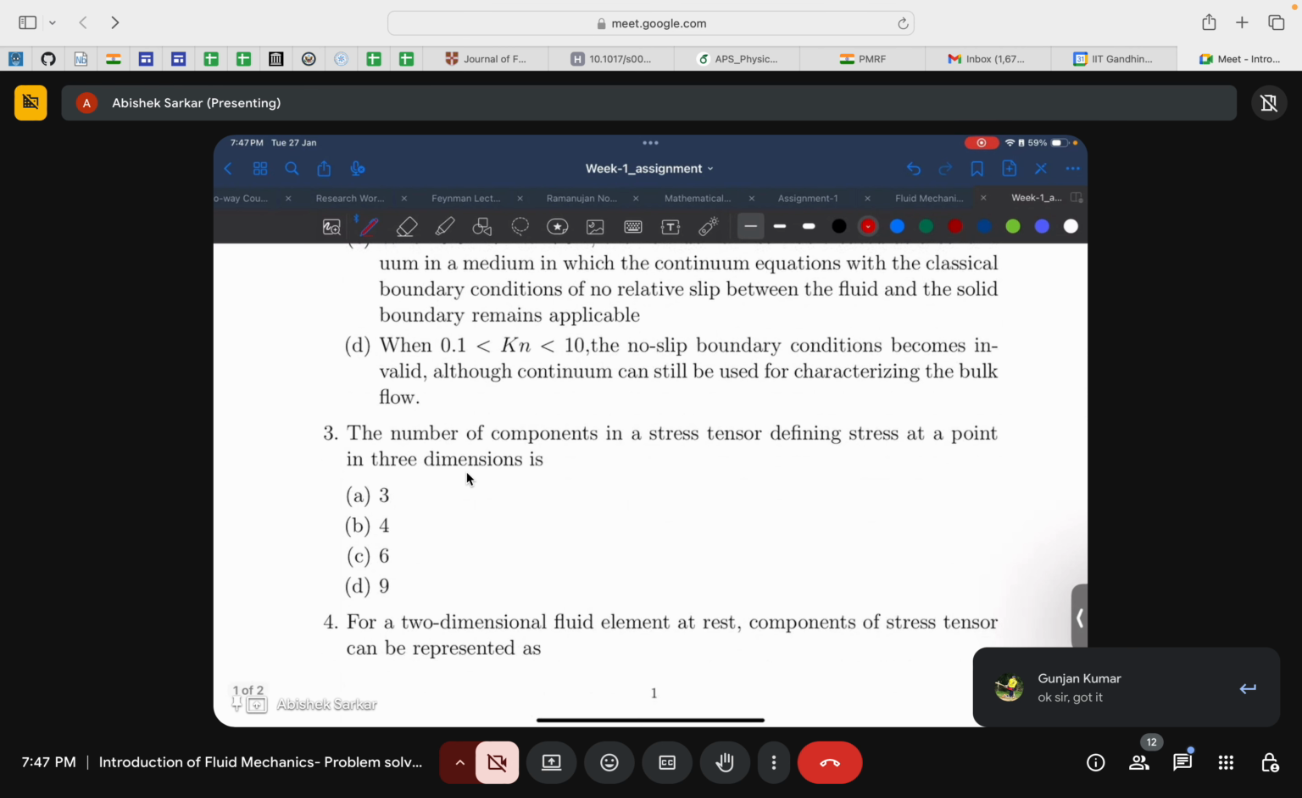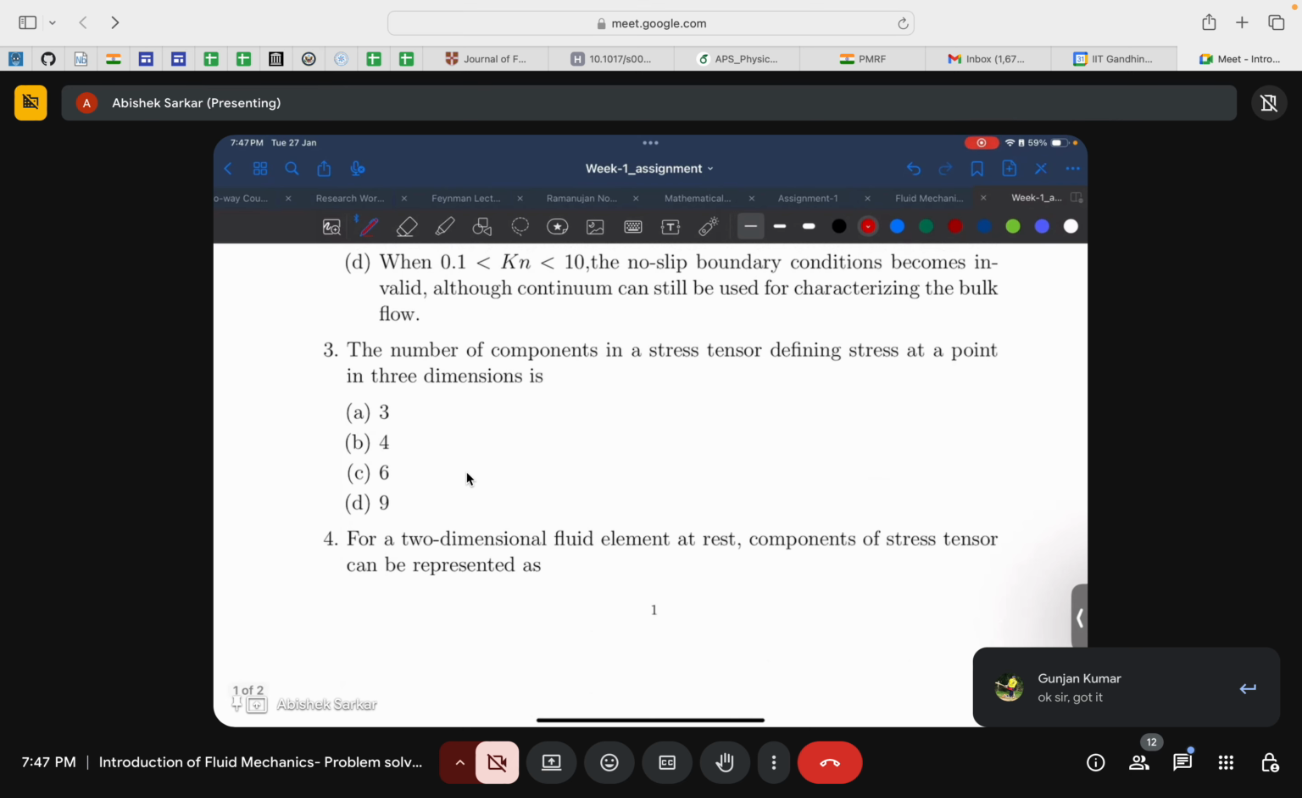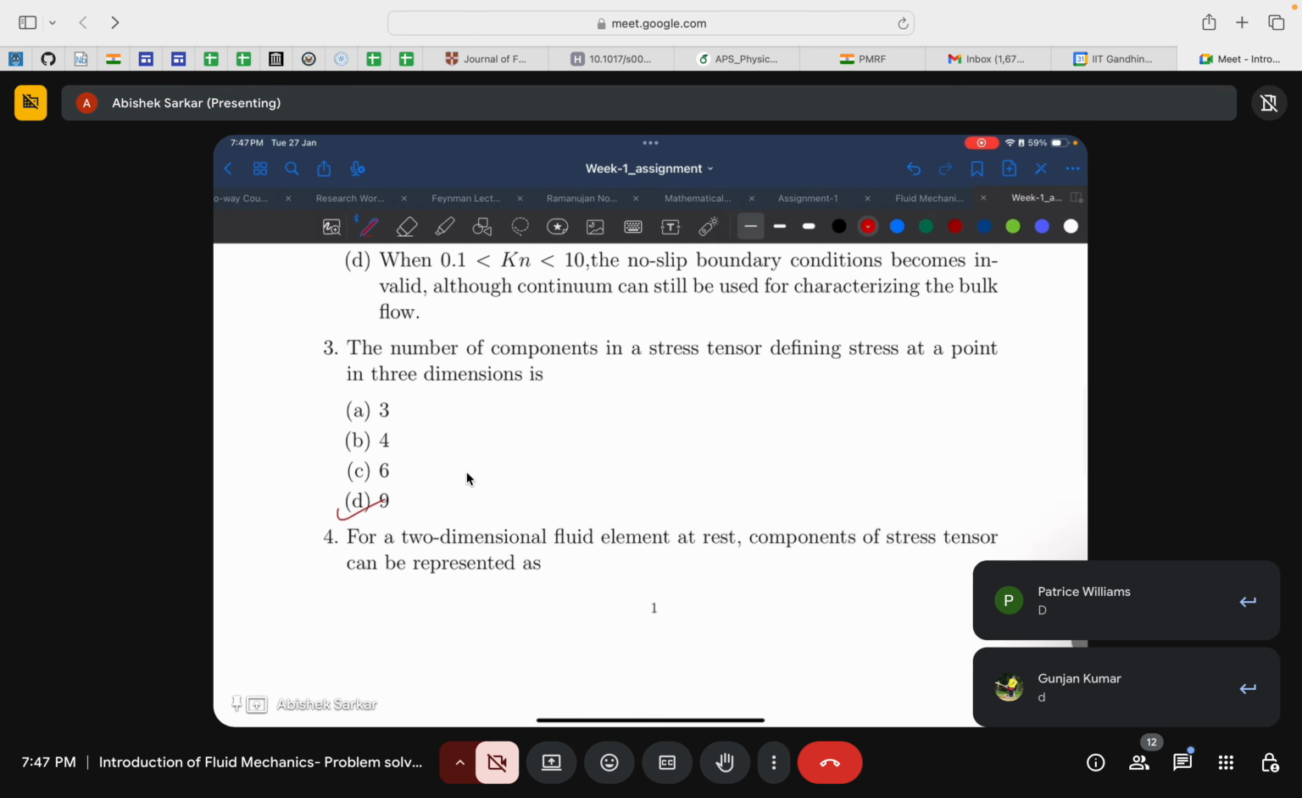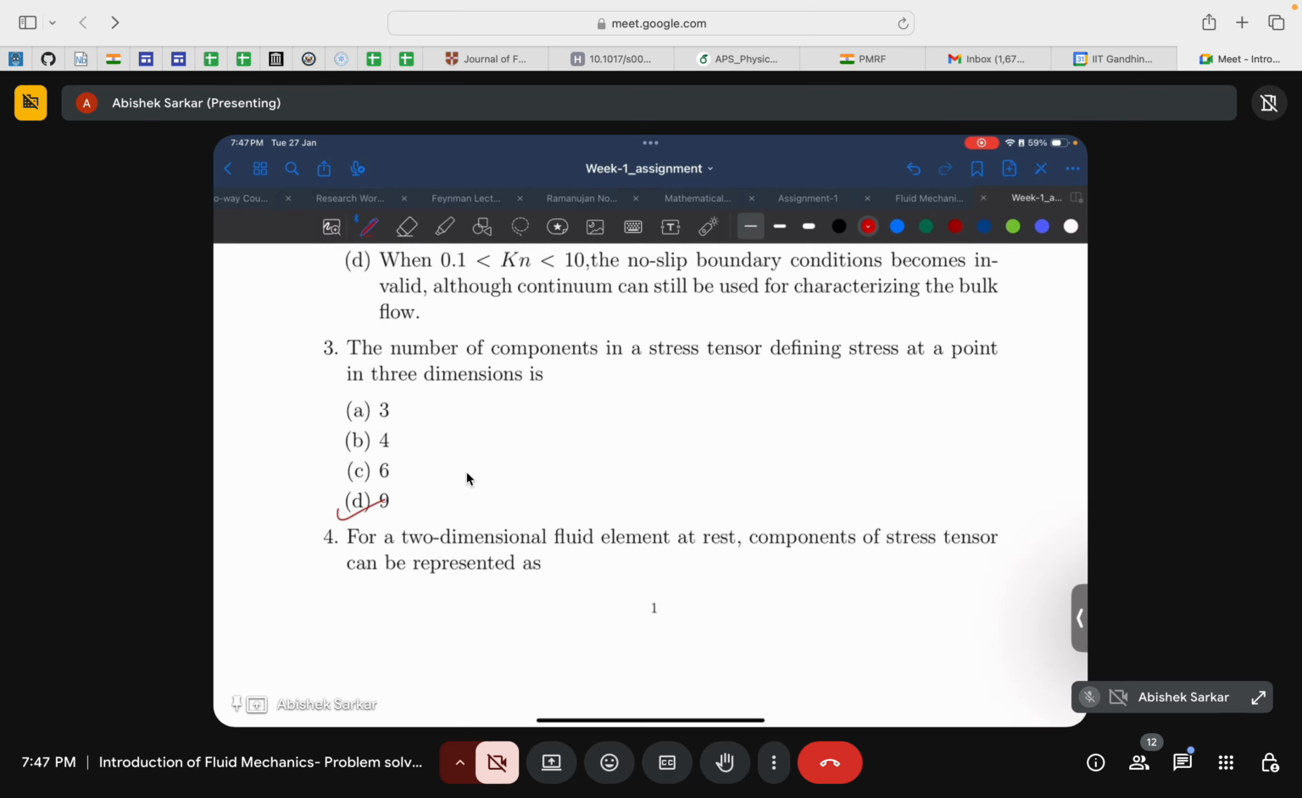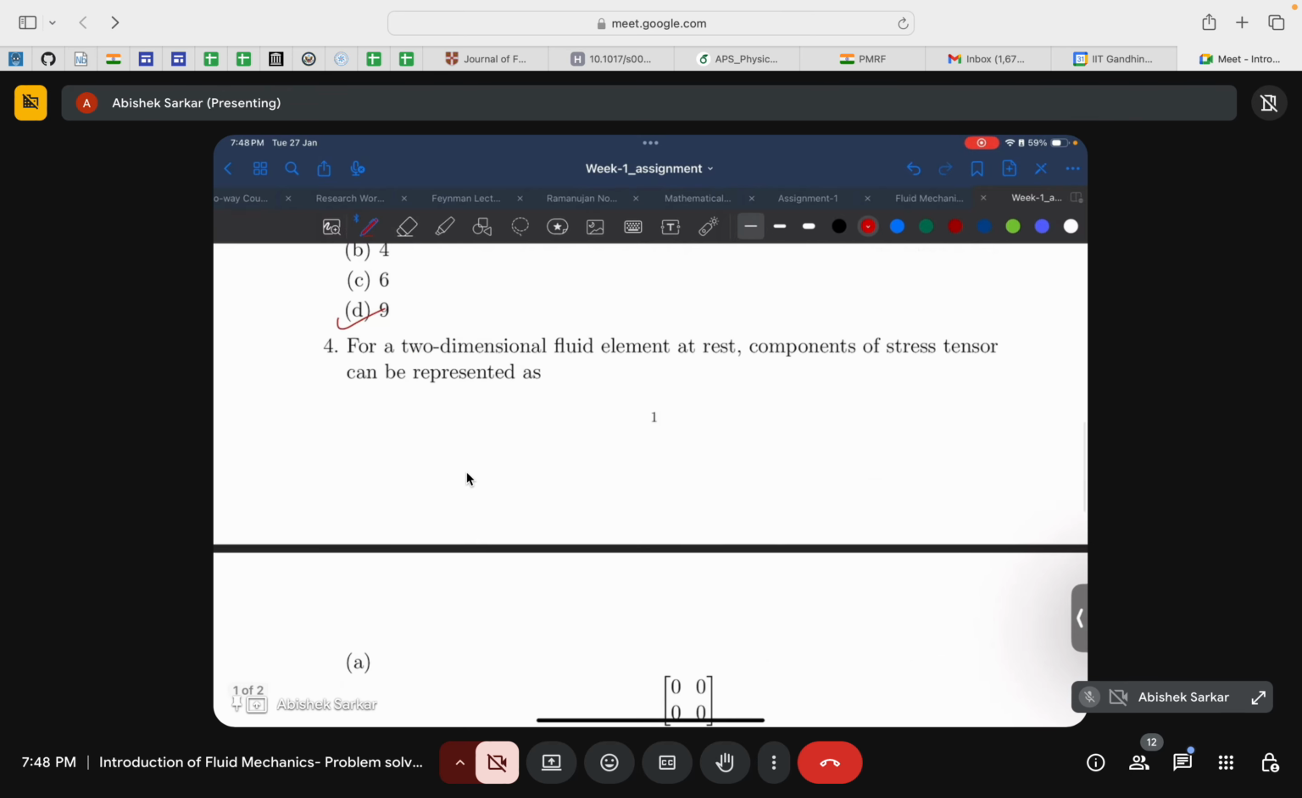So question 3. The number of components in a stress tensor defining a stress at a point in 3 dimensions is, I think it's quite simple. We just discussed it. Can you give me the answer? Yes, exactly, it is 9. Thank you, Patrice. Thank you, Power. Thank you, Gunjan. So it is correct. We saw that there are 9 stress components, so I don't think I have to reiterate it again.